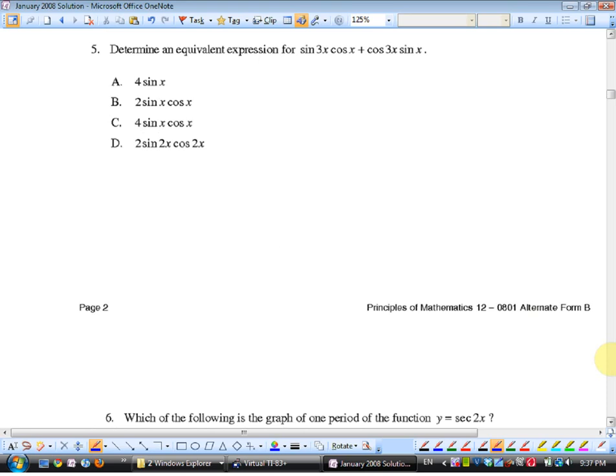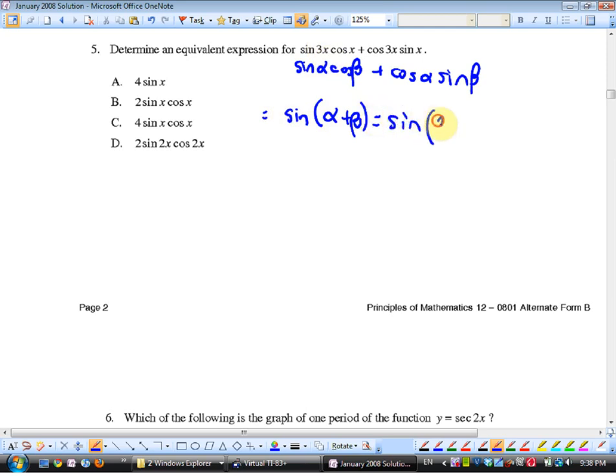Number 5, determine an equivalent expression for that thing. Well, hopefully you have your formula sheet handy. I'm looking on my formula sheet, and I'm noticing that this looks an awful lot like sine something cos plus cos something sine. This looks an awful lot like sine alpha cos beta plus cos alpha sine beta, which is actually, from my formula sheet, the sine of alpha plus beta. What's sitting where the alpha is? This is going to be the sine of 3x. What's sitting where the beta is? X. So I get the sine of 4x. Is that one to pick from there?